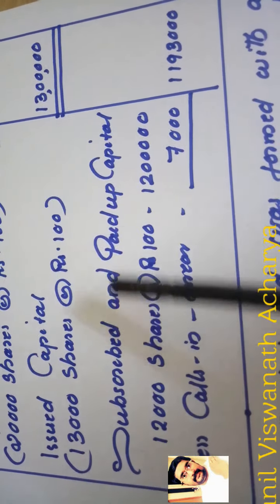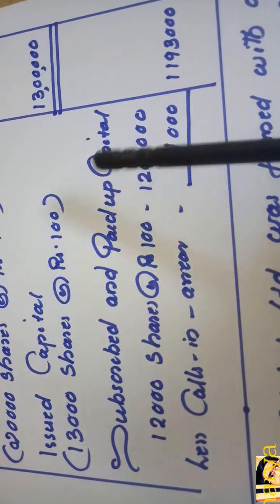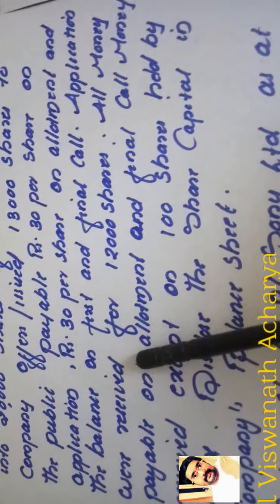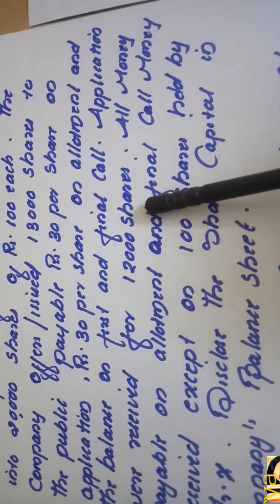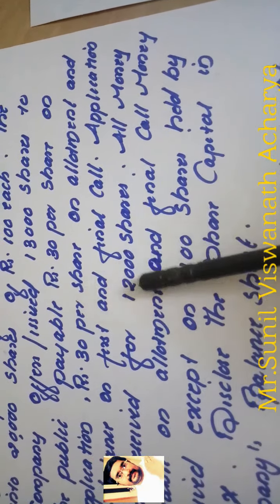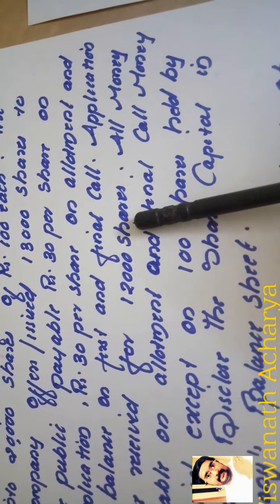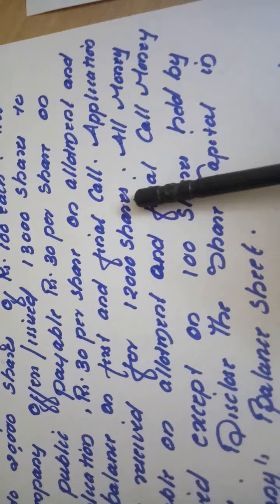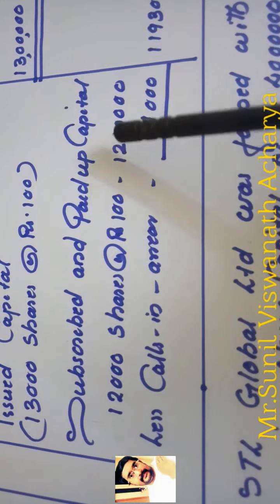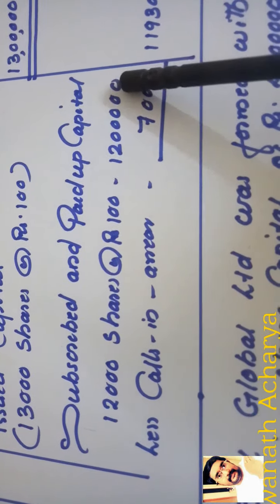Then subscribed and paid up capital. Out of 13,000 issued, the company received applications for only 12,000 shares. So that means it is under subscription. The company will allot only 12,000 shares, because applications received are only 12,000. So 12,000 shares at the rate of rupees 100 is 12 lakhs. We write this in the inner column.